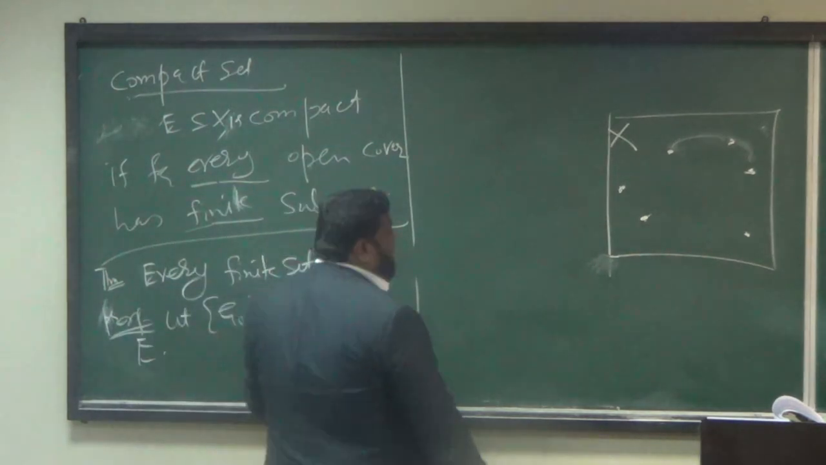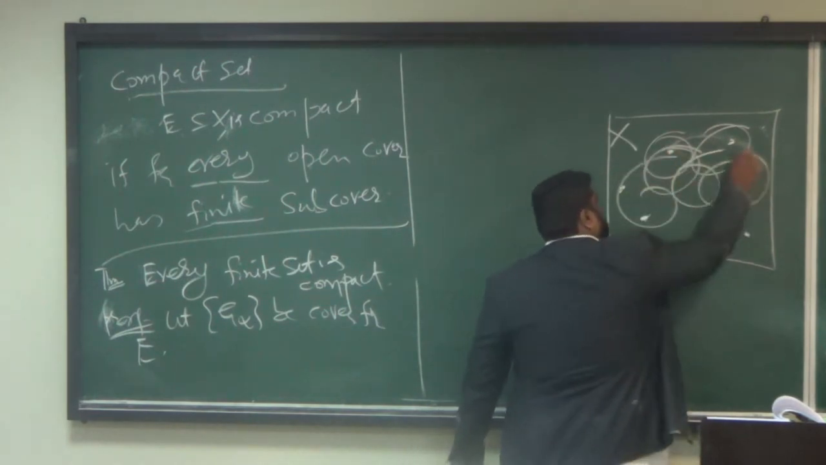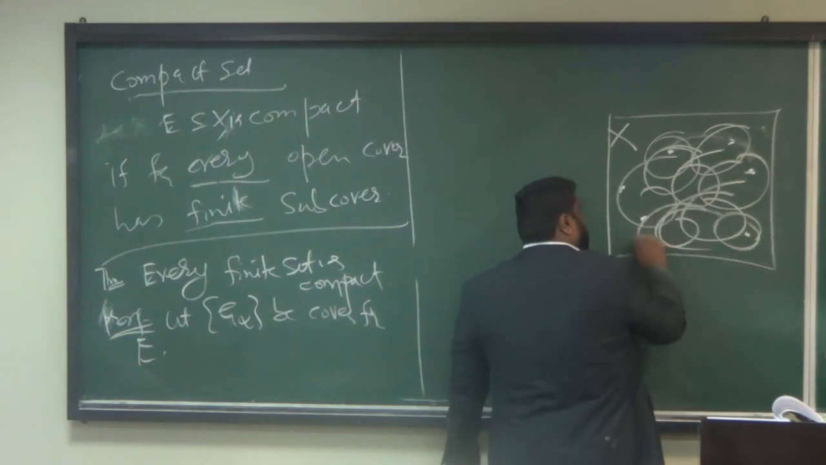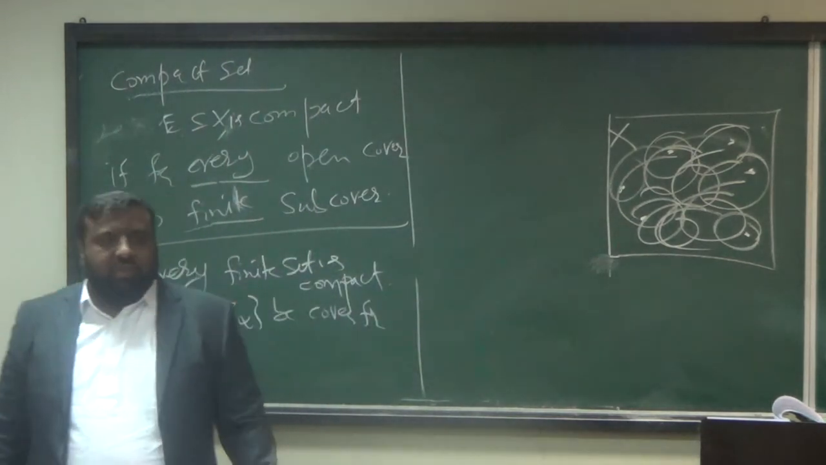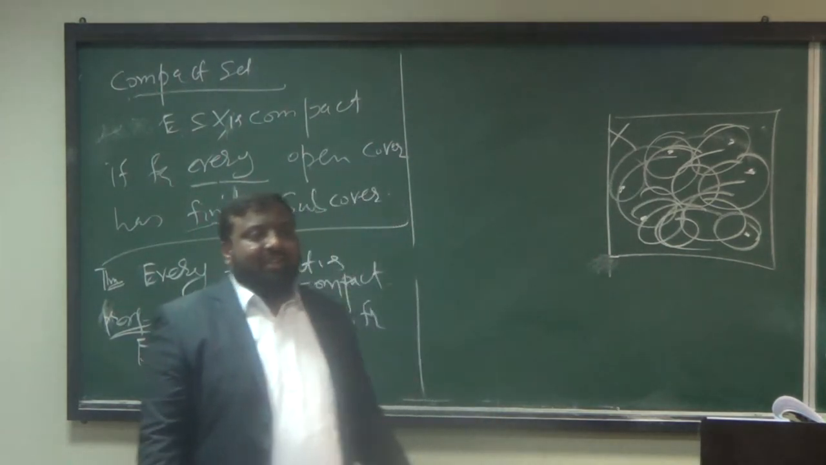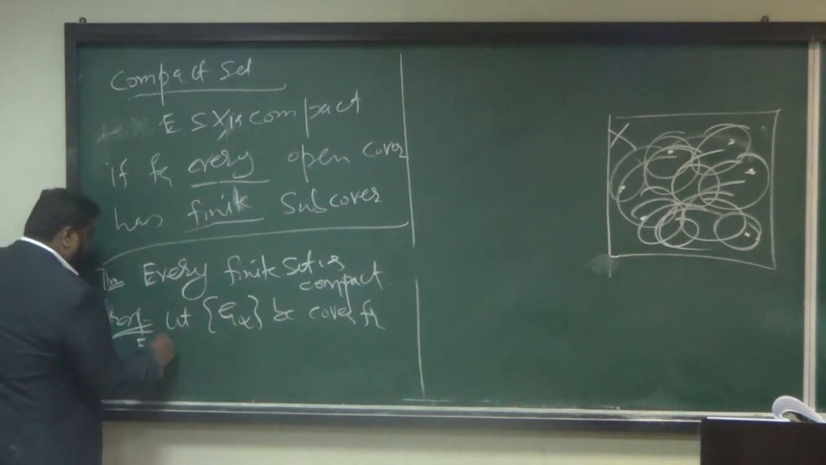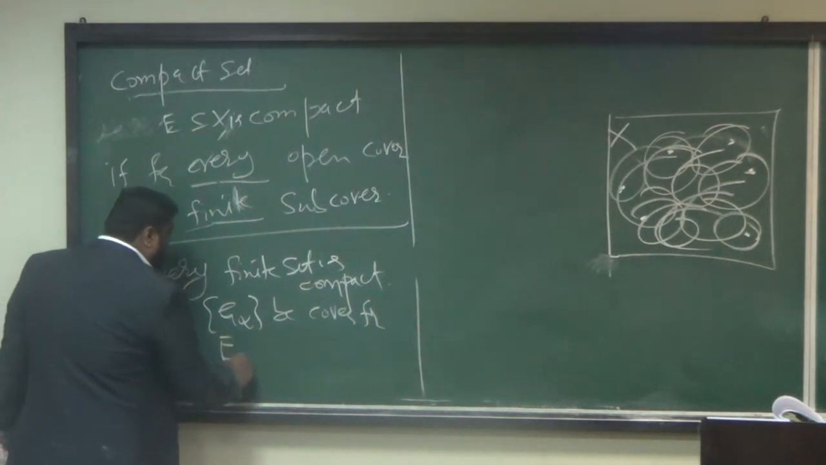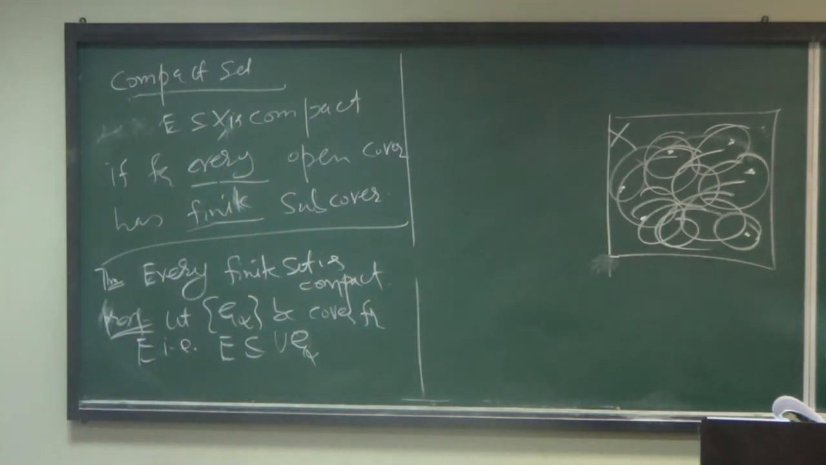So what could be the G alpha? It could be a crazy kind of a collection. You have this, and this. You have loads of open sets containing all these points. But what do you think is sufficient to take? Just a circle on every point. Just think about it. This E is contained in this union of G alpha, right? Agree? Okay. But E is finite.